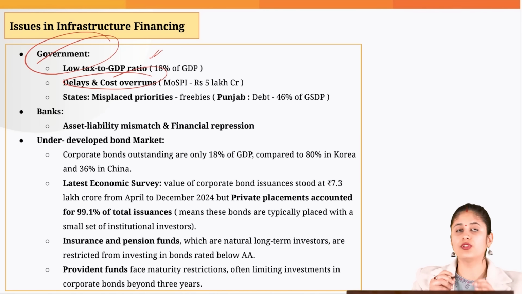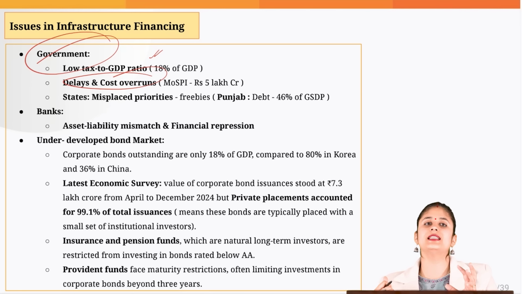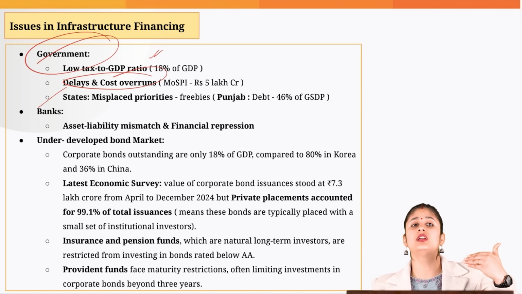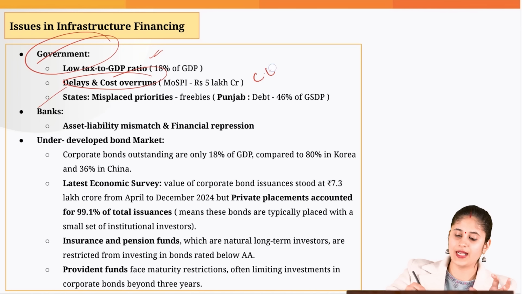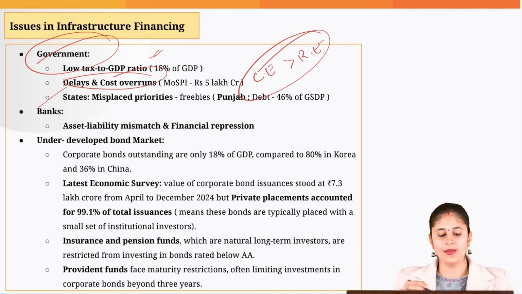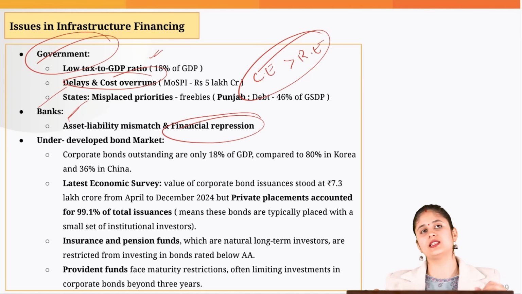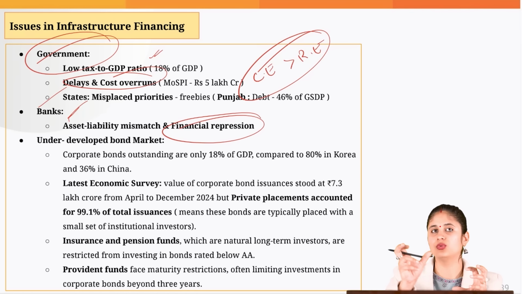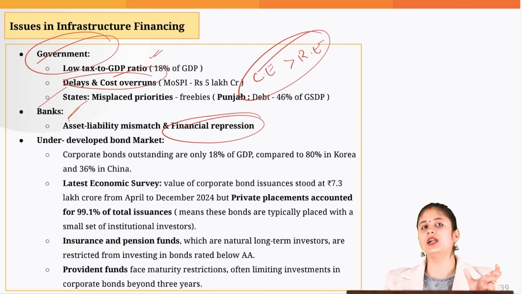Then we need to improve the coordination between different ministries and departments so that we reduce delays and cost overruns. When it comes to state governments, they should improve the quality of expenditure. More and more capital expenditure should be done as compared to revenue expenditure. Coming to the banks, what suggestion can we give here? You can say that in order to address financial repression, the banks should be given a choice whether they want to invest in government securities or in high quality corporate bonds.